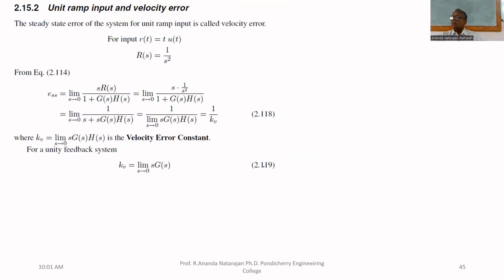Now we are going to find the velocity error constant. For that, the input is a ramp signal, the unit ramp signal. Unit ramp signal means what? R of t equals t, that's all. t u of t. What is the difference between t and t u of t?